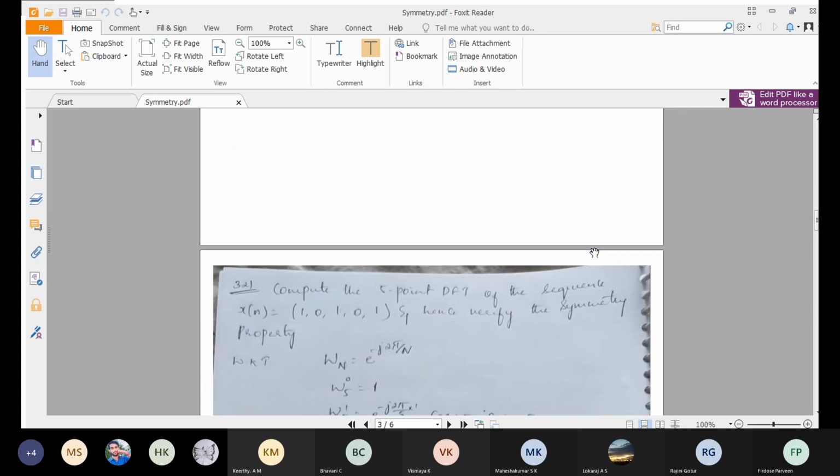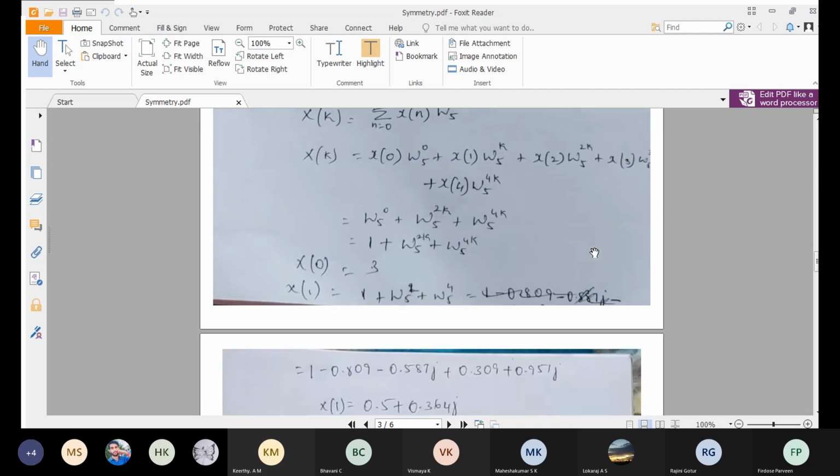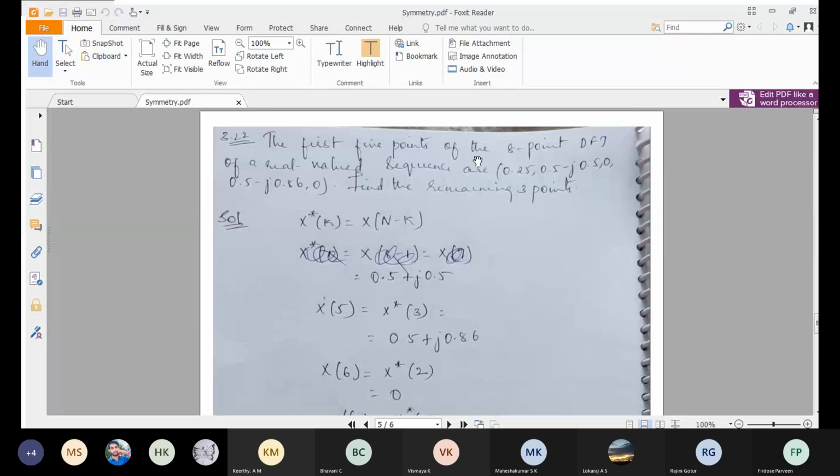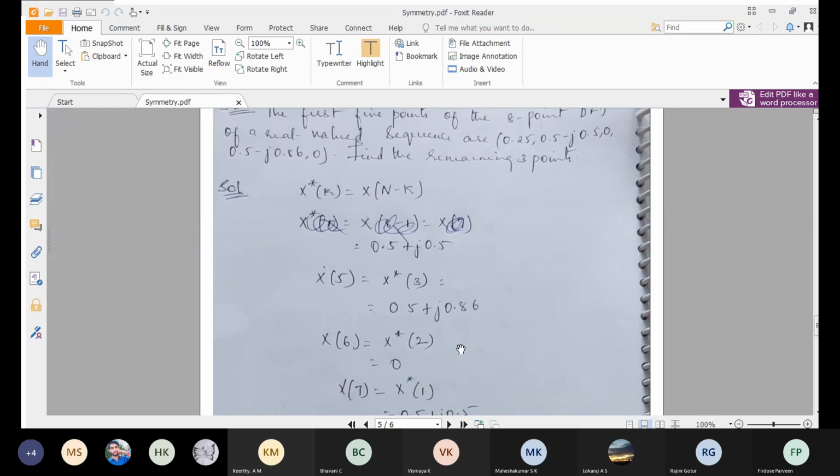The first 5 points, that means 0, 1, 2, 3, 4, they have given; 5 they have not given. So X of 5 will be the conjugate of X of 3, which is 0.5 plus j 0.86. Or you can do it as 8 minus 5, which is 3. So X conjugate of 3 gives 0.5 plus j 0.86.